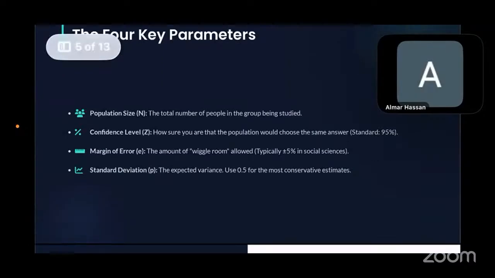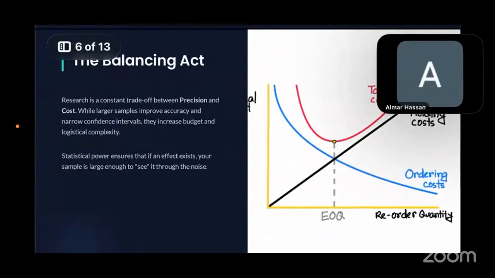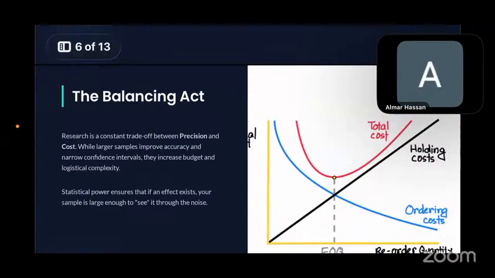All right, so the balancing act. This is what I mentioned earlier. If we wanted a research to be very precise, we'd have to move the margin of error from 5% to 1%, which means that we have to greatly increase our sample size. For example, if we have a sample size of 355 and we decrease the margin of error, it's going to be 9,000.